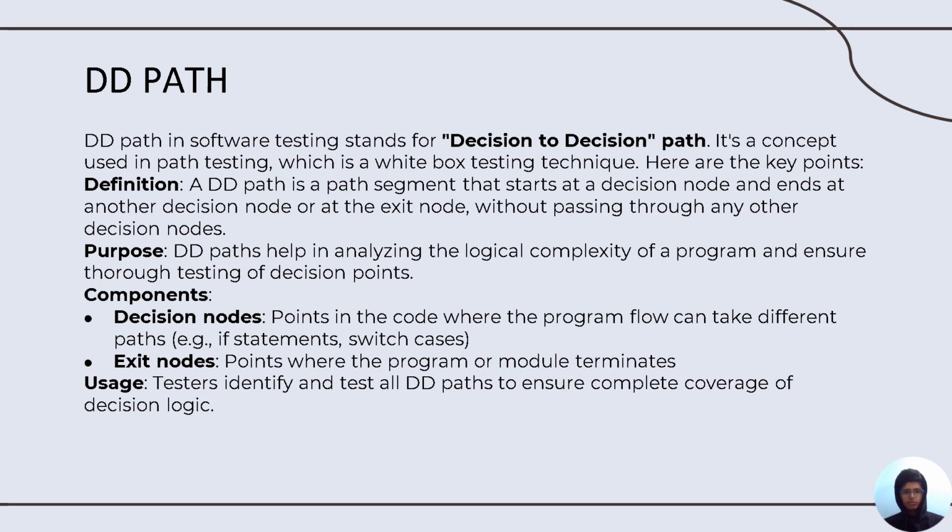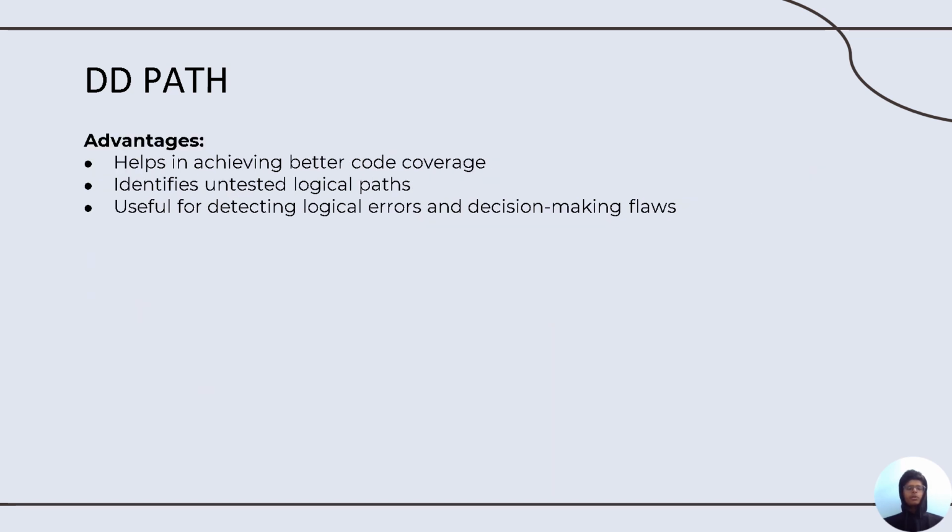What is the usage of DD path? The tester identifies and tests all the DD paths to ensure complete coverage of decision logic. What are the advantages of DD path? They help in achieving better code coverage and identifying untested logic paths, and are useful for detecting logical errors and decision making flaws.